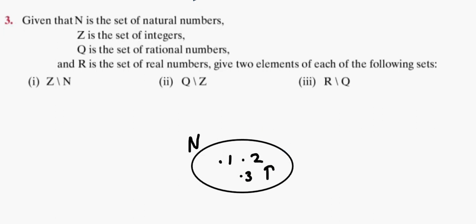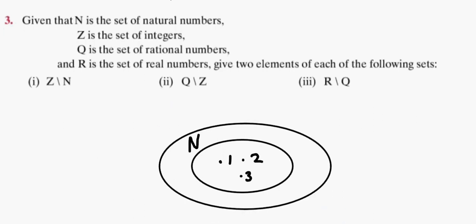What goes around N? Z will go around that. And what does Z contain? It contains all the positive whole numbers, and what else does it contain? All the negative ones as well, like minus 1, minus 3, minus 2. Everybody cool with that? Right.